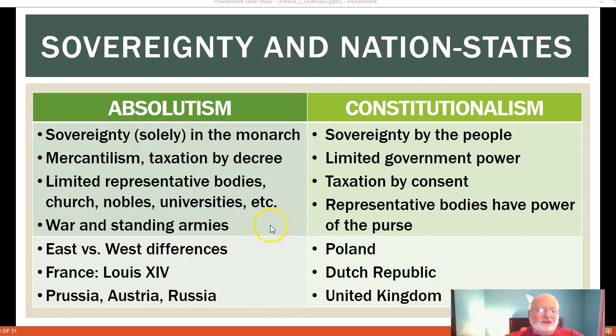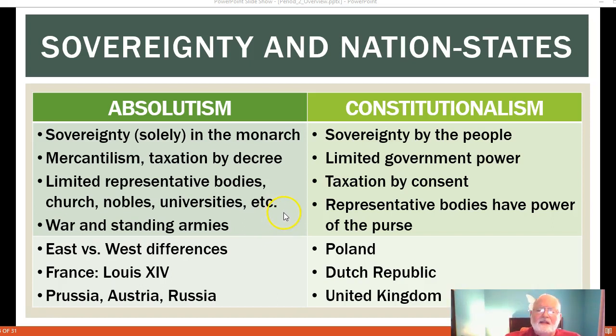And you're going to have them in Prussia, Austria, and Russia. There we go. It's those same three again. But those absolutists are going to be enlightened. Then you have constitutionalism. That's where you have sovereignty by the people. The people give the ruler the right to rule. You have limited government power, taxation by consent. The people have to consent to how much they're going to be taxed. And the representative bodies have the power of the purse.